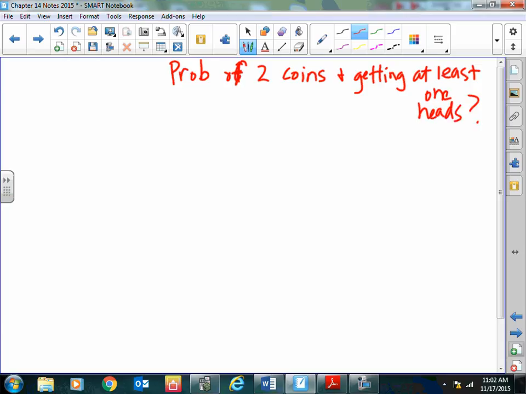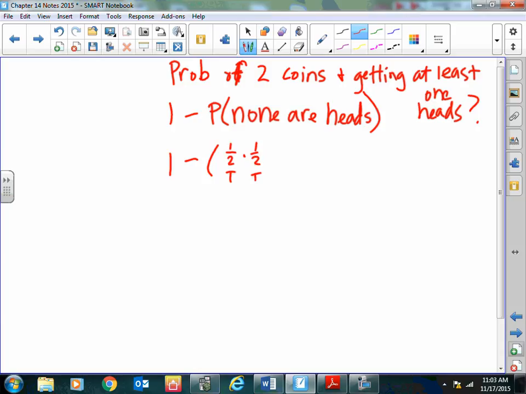Okay, so I want to demonstrate our method that says 1 minus the probability of none of them are heads. Well, what does it have to mean for none of them to be heads? They are both tails. So that would be tails, tails. So that's 1/2 times 1/2. So this is 1 minus 1/4. So what's the probability that you get at least one heads? 3/4.